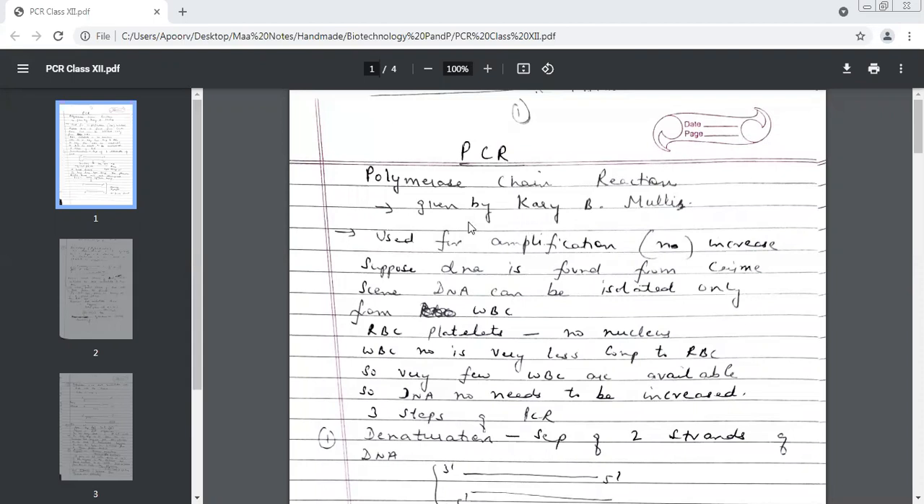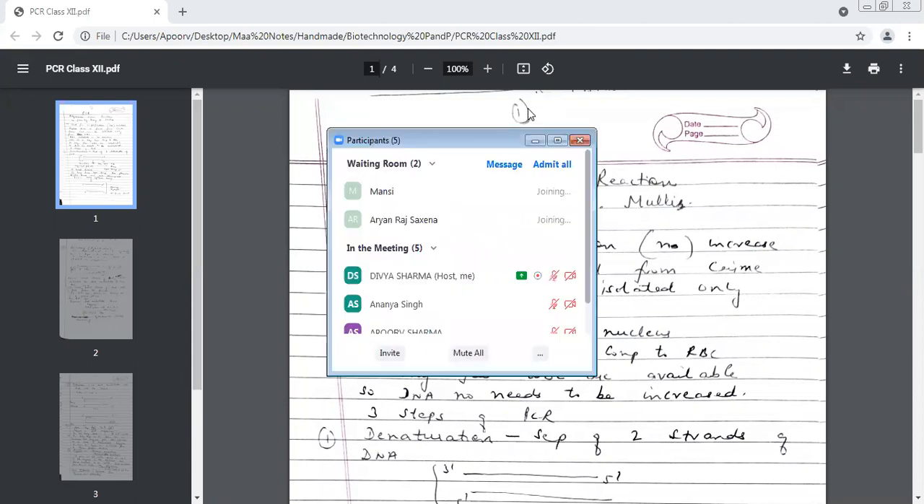What is this used for? This is used for amplification. What is the basic purpose of PCR? It is used for amplification. When we say amplification, we mean we want to increase the number. Amplify means increasing. So always remember, PCR is used for amplification. When we say it is used for amplification, it means it is used to increase the number.